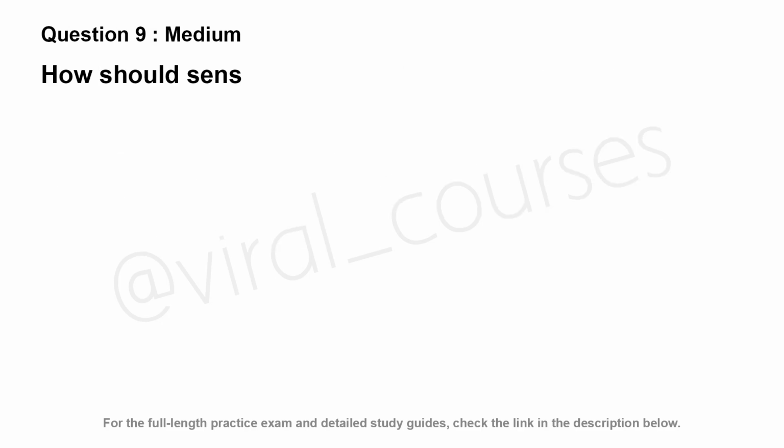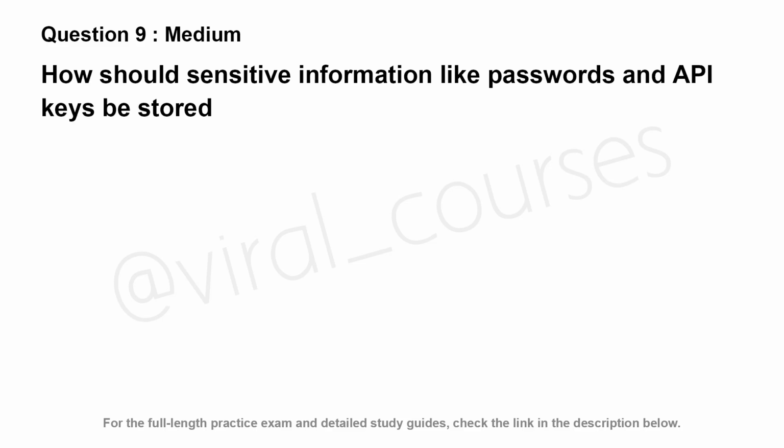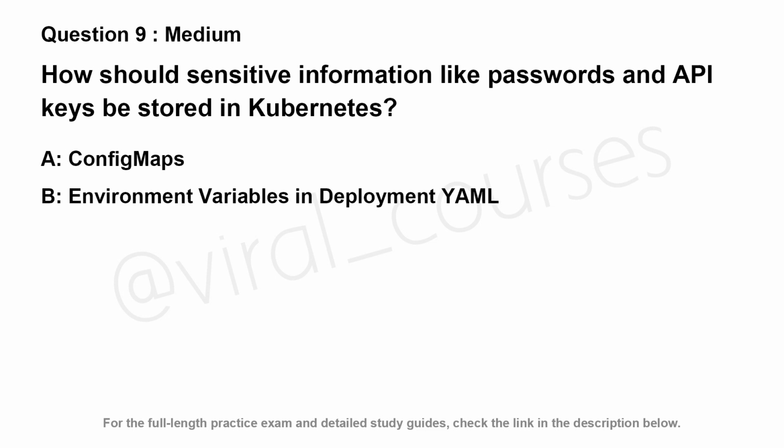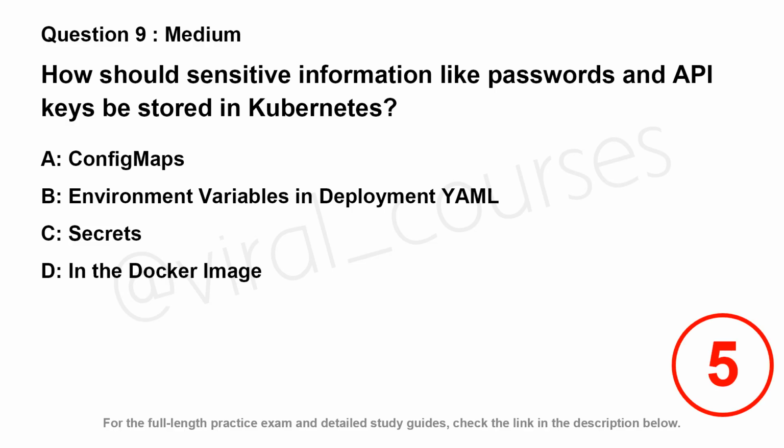How should sensitive information like passwords and API keys be stored in Kubernetes? Option A. ConfigMaps. Option B. Environment variables in deployment YAML. Option C. Secrets. Option D. In the Docker image.